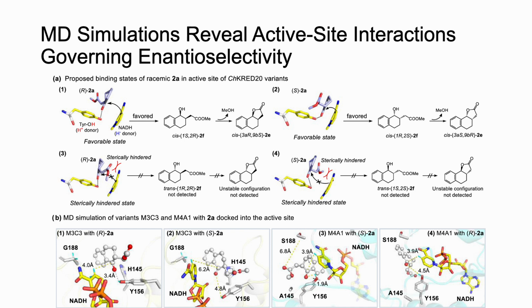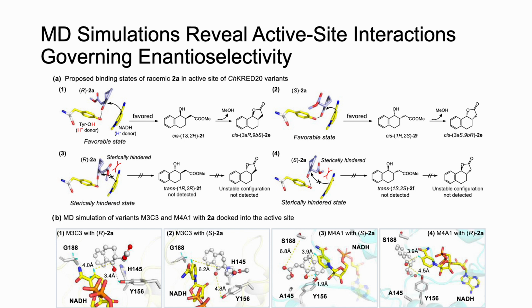And you can find in Figure B the results of the authors' molecular dynamic simulation of the structure of the four complexes. In B1, it's about M333 binding to R2A with the substrate in the proper conformation. The distances between NADH and the substrate are only 3.4 and 4.0, so it's facilitating the hydrogen transfer.